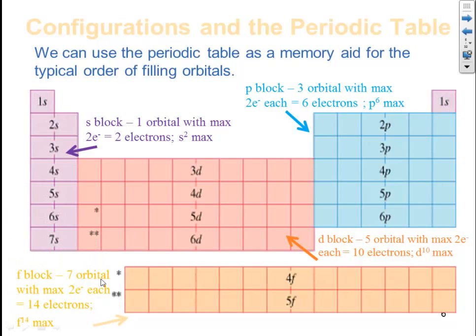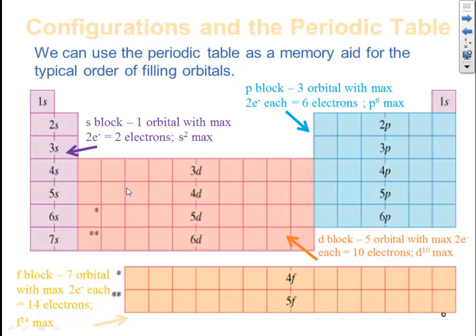F block, you may recall, had 7 orbitals, meaning 14 electrons. F block 1, 2, 3, 4, 5, 6, 7, 8, 9, 10, 11, 12, 13, 14. So you're pretty much just going to read across the periodic table, putting in your electron configuration until you get to the block of your element in question.